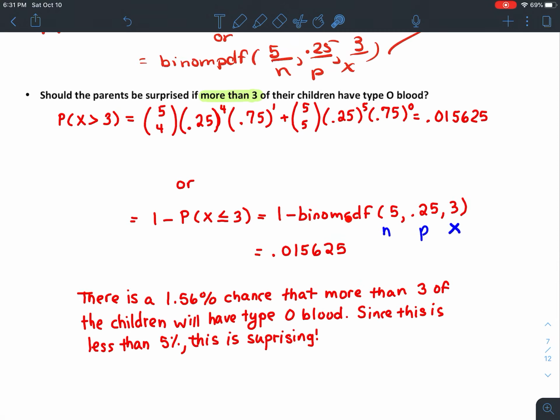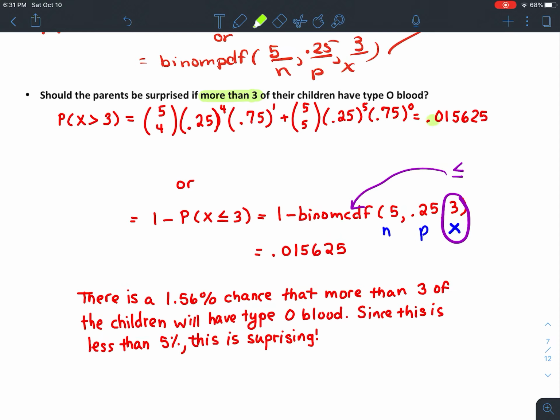So if we're going to use the CDF feature, remember, CDF only works for a less than or equal to. Okay, so whatever number you're putting in this spot here, you are including everything from 0 up to that number in your probability. Well, if we want everything greater than 3, then what we don't want to count, and this is why we're subtracting it off of 1, is everything from 0 up to 3. That's why I've included the 3 here.